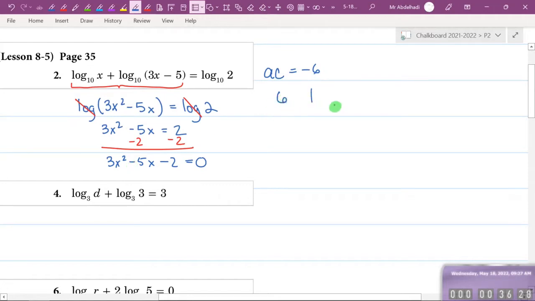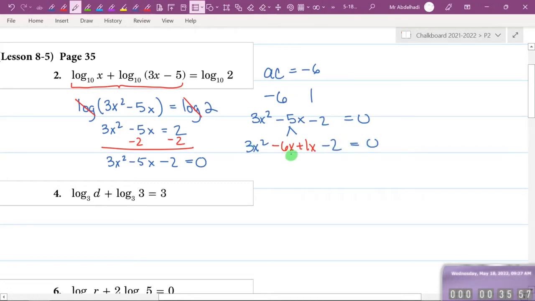6 and 1, and which one's got to be negative? 6 is negative, 1 is positive. So we're going to rewrite this. 3x squared minus 5x is going to get split up into negative 6x plus 1x. That's how we do that. And then the minus 2 is still there, and equals 0.